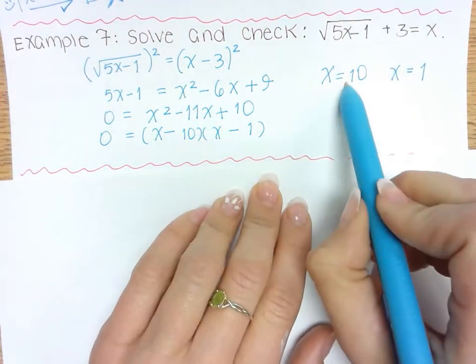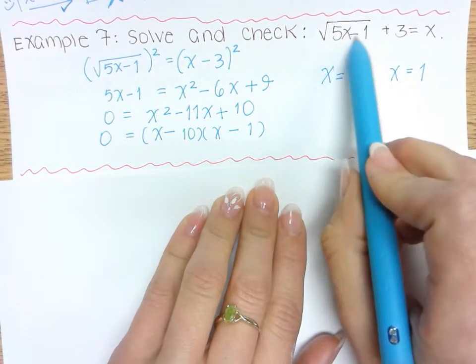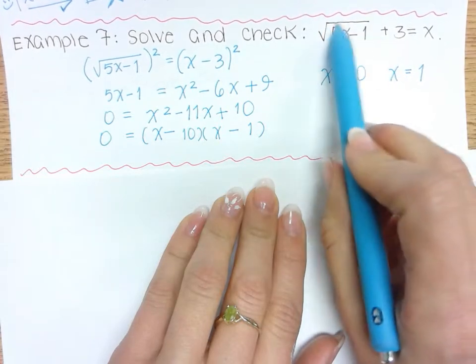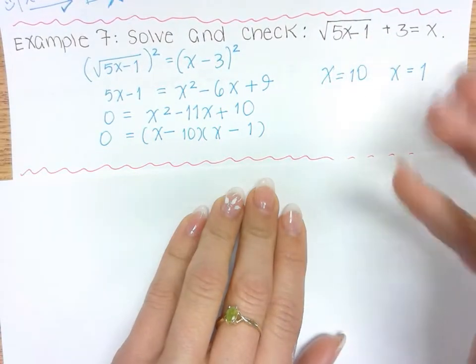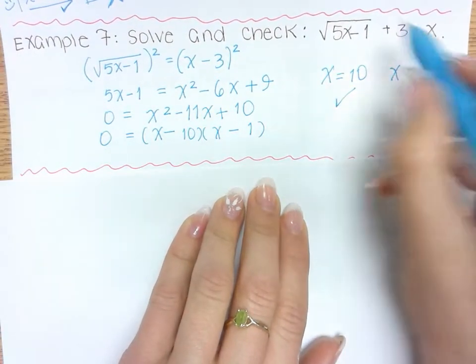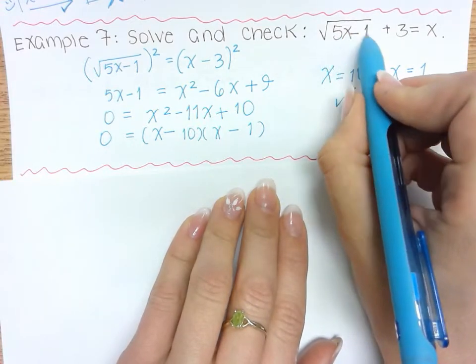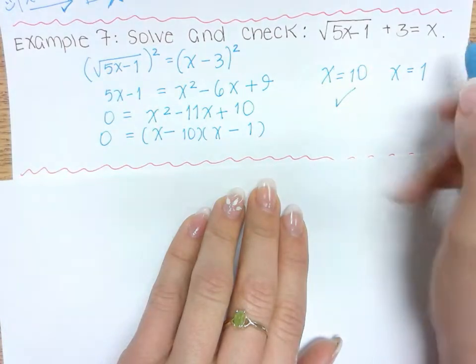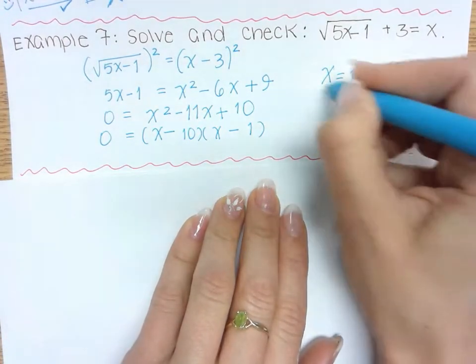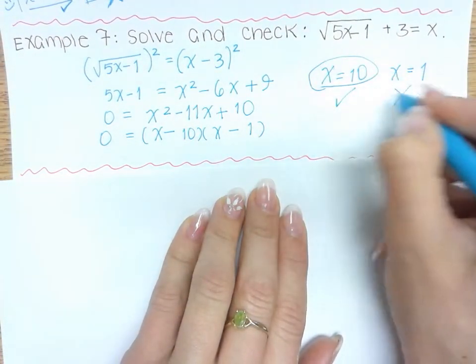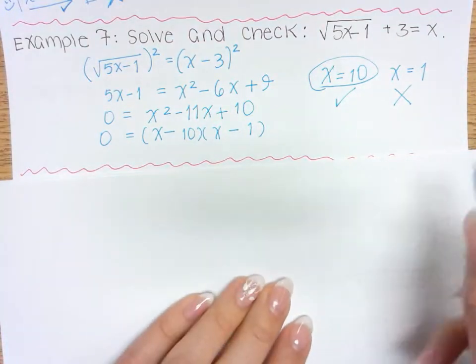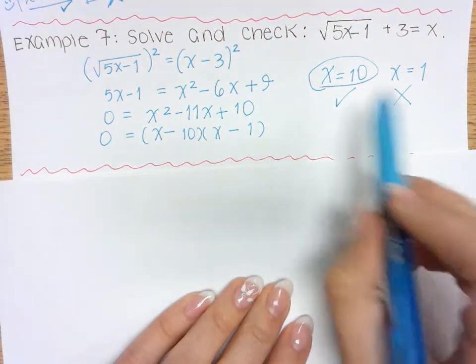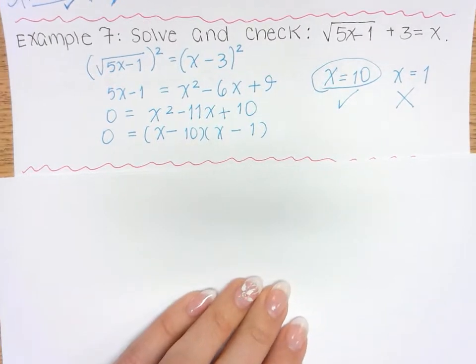Check them. 50 minus 1 is 49. Square root of 49 is 7. 7 plus 3 is 10. For 1, 5 times 1 is 5. Minus 1 is 4. Square root of 4 is 2. 2 plus 3 is 5. Doesn't work. Sometimes both answers will be extraneous. Sometimes neither answer will be extraneous. And sometimes just one. So you cannot jump to any conclusions.